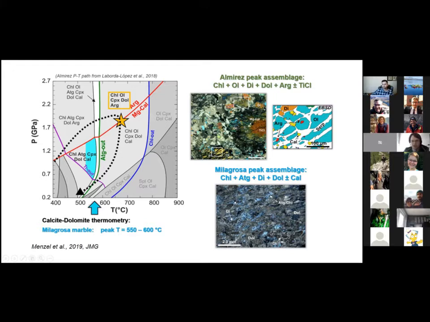the serpentinites. The one example on Milagrosa is the lower grade. Here we have antigorite stable and no olivine, which places us roughly in this field, but the pressure is less well constrained.